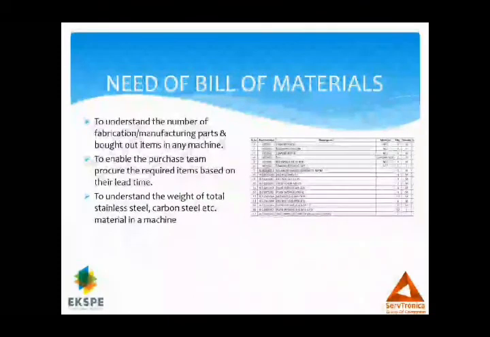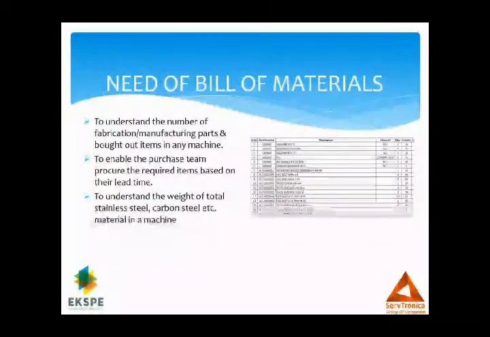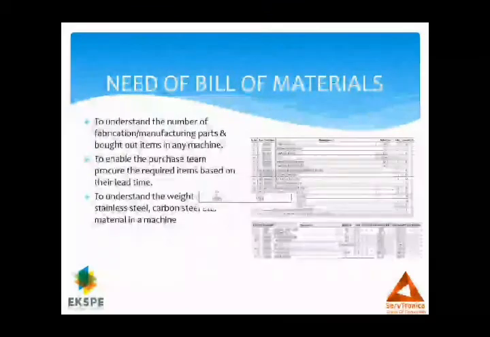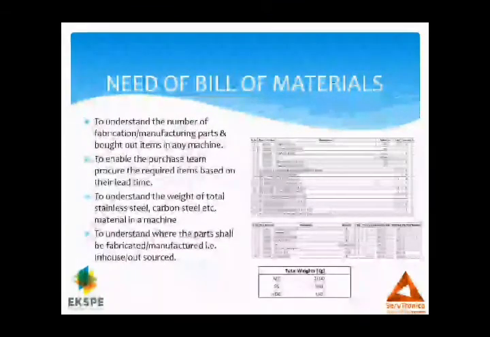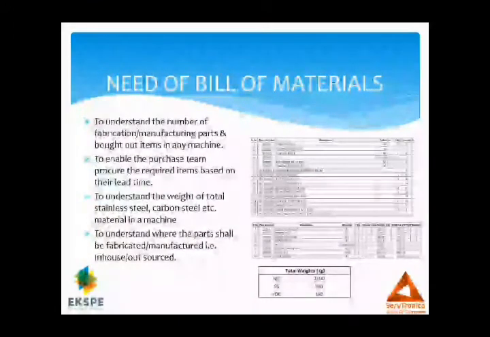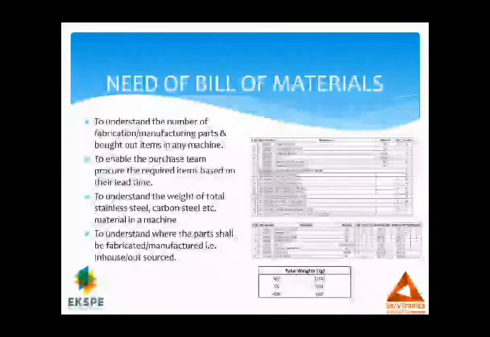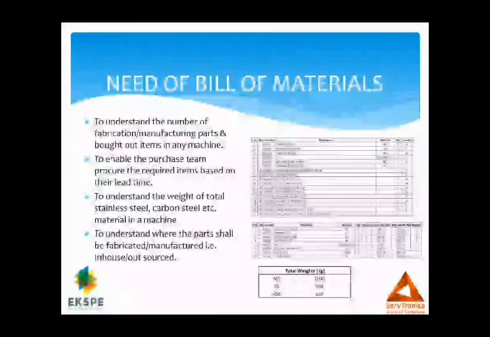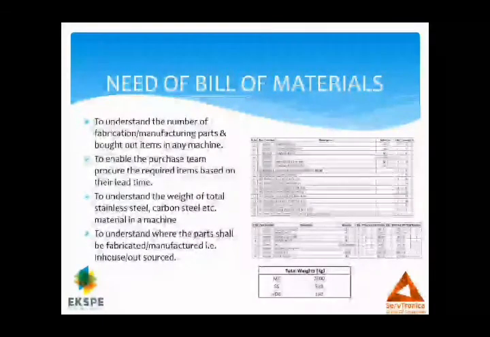It gives us the details of the composition of the machine, what different grades of material are being used, and in what weight they are being used. All that information we get from the bill of material. Another use is to understand what my in-house components are and what my outsourced components are. These are basic things we get out of our bill of material. There are a lot of other things, but we have listed a few of them here.